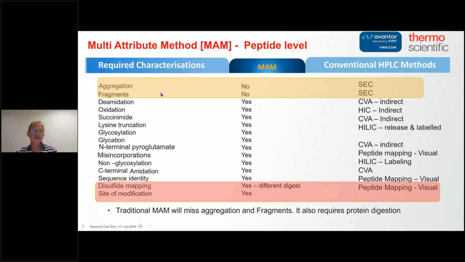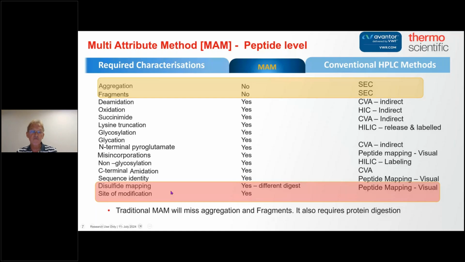But you will be able to see the deamidation and the oxidation because you'll be able to pick up those specific modified peptides in the digest. Succinimide is the same, lysine truncation, a whole list of things that would normally take lots of methods, you're doing in one run. And the one at the bottom I want to point out is disulfide mapping.